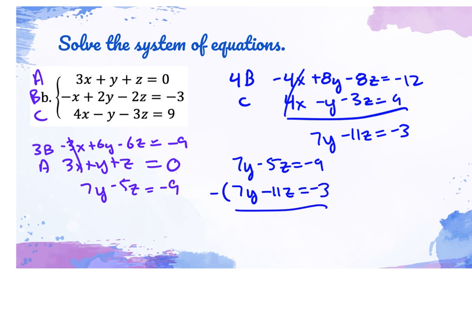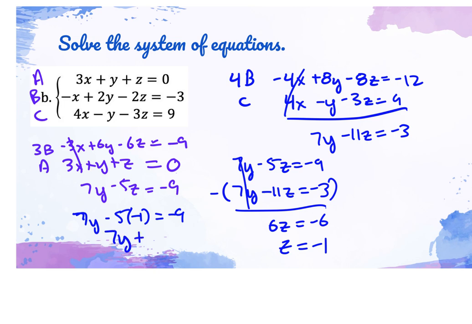So then if I end up subtracting it, the 7y goes away. Negative 5 minus a negative 11 is 6z. Negative 9 minus a negative 3 is actually going to be negative 6. So z is going to equal negative 1. If I work backwards, 7y minus 5 times negative 1 equals negative 9. So 7y plus 5 equals negative 9. So 7y will equal 14. Y is going to equal 2.